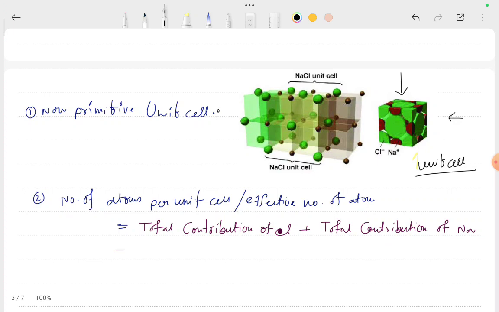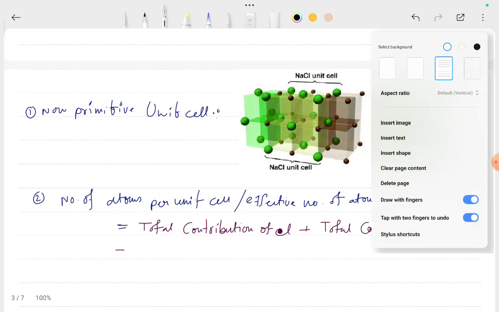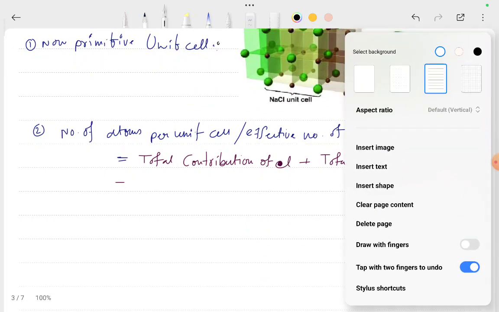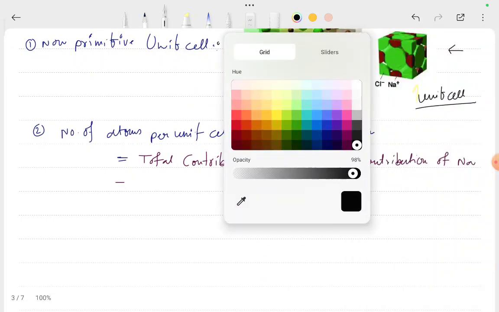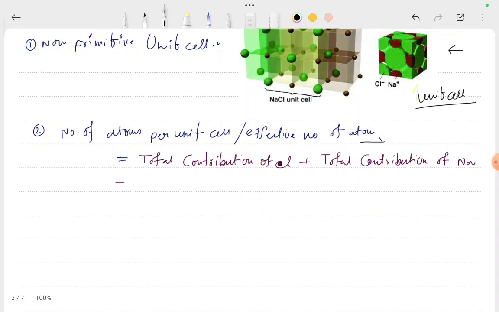Now, the next point is very important: the number of atoms per unit cell, or effective number of atoms, for any crystal structure. There are two contributions, the contribution for Cl minus and the contribution for Na plus. Actually, one FCC lattice is made up of Cl minus ions, and one FCC lattice is made up of Na plus ions.